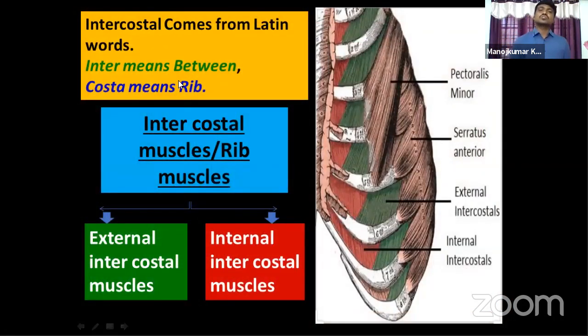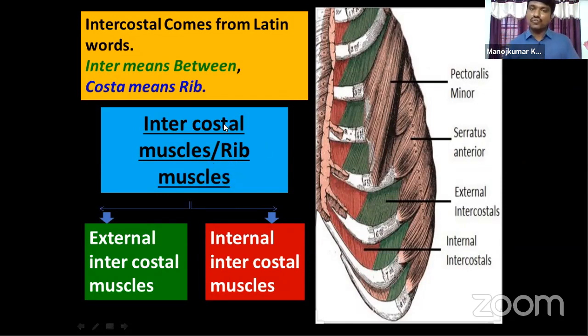And coming to the intercostal muscles. Where does the word intercostal come from? It is taken from Latin. Inter means between, and costa means rib. So these are the muscles present in between the ribs. Students, intercostal muscles are the muscles present between the ribs. Hence they are also called rib muscles.